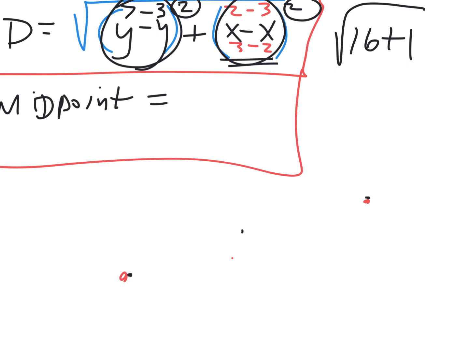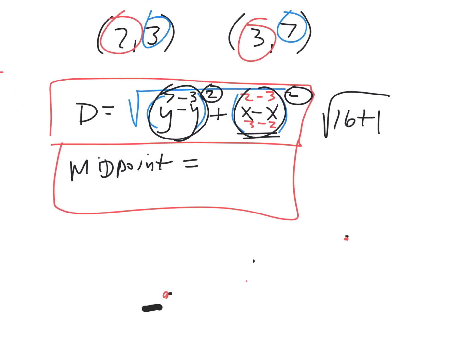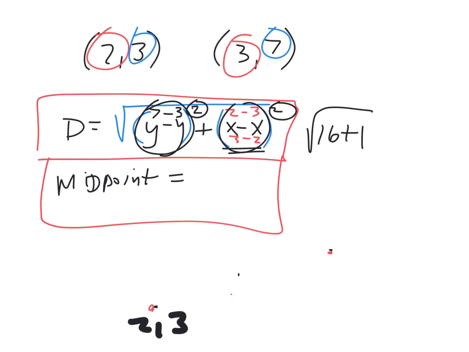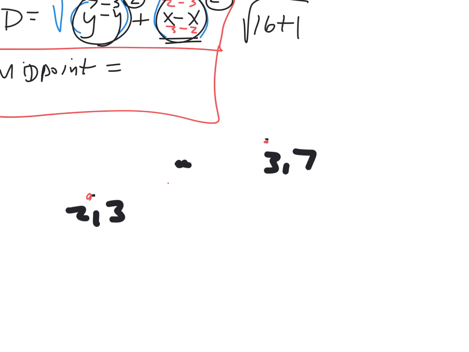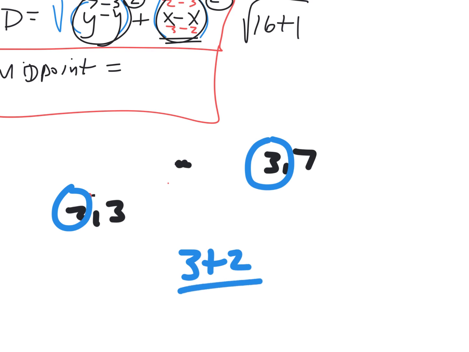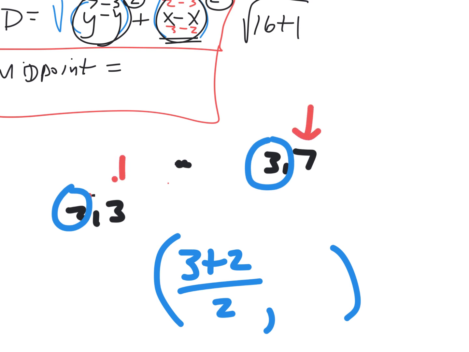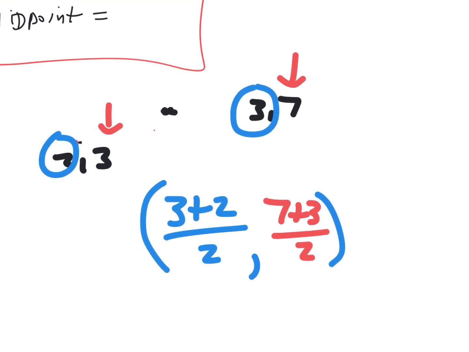All right. So anyway, if these are my 2 points, 2, 3 and 3, 7, the midpoint between them is just the average of your x's. 3 plus 2 is 5 over 2. That's what you do to average something. Comma, the average of the y's. 7 plus 3 is 10, divided by 2 is 5. So this is 5 halves, which is 2.5. Comma, that's 10 divided by 2, which is 5. That's how you do a midpoint.